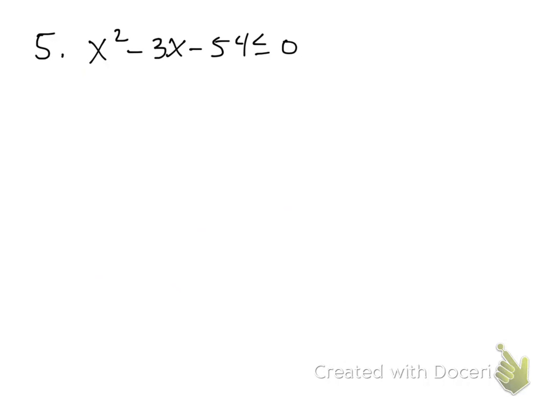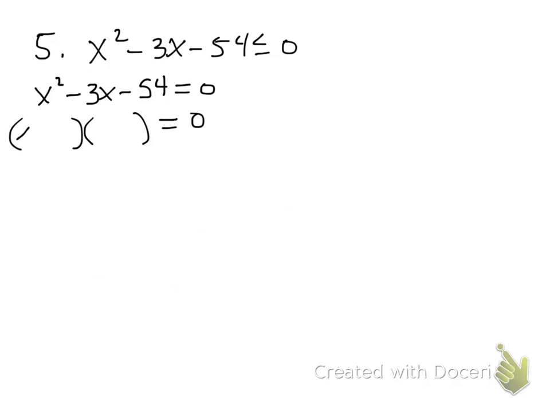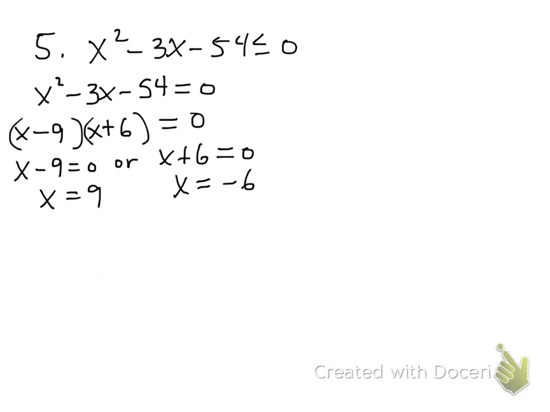So x squared minus 3x minus 54 is less than or equal to 0. We'll set it equal to 0. Set our factors equal to 0. We get our two critical values. Put those on a number line. Now again, notice here it's less than or equal to 0. We want to know when the expression x squared minus 3x minus 54 is less than or equal to 0. So we do have the equal symbol, so we are going to include our critical values.